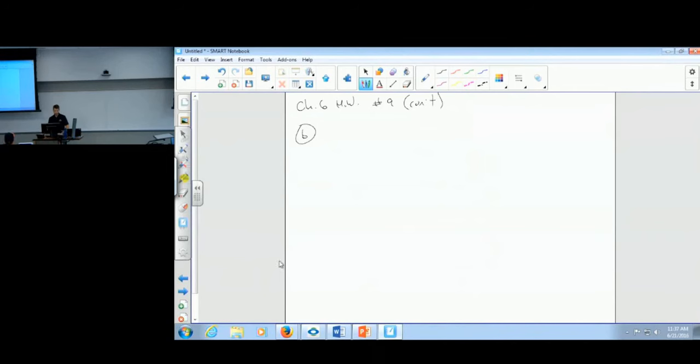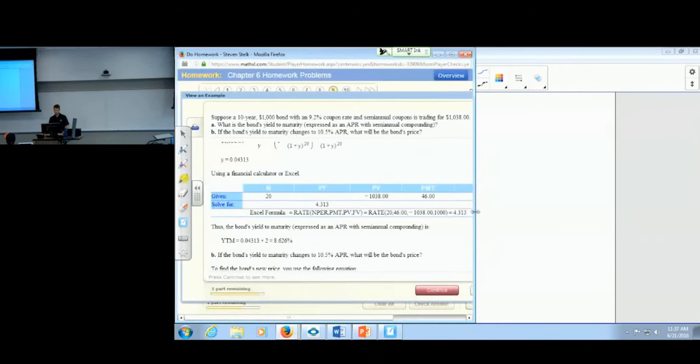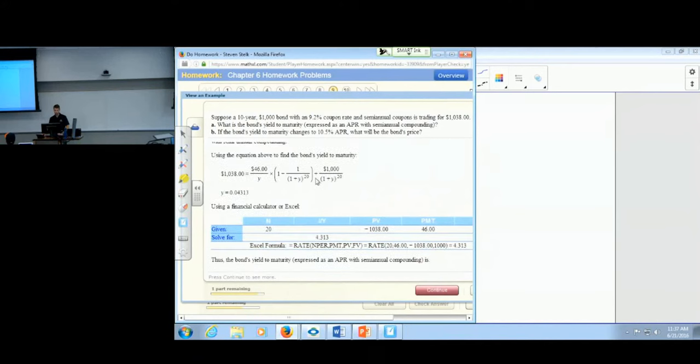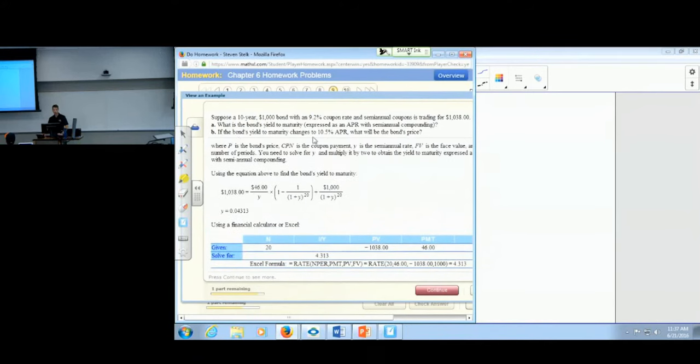All right, part B. What's the taskmaster going to ask of us in part B? If the bond's yield to maturity changes to 10.5% APR, what will be the bond's price? And everything else is going to stay the same. The coupon rate, the face value, the term to maturity, all of that is set by contract and cannot vary without the bond going into default. But the yield can change, and it changes with the price. The market's constantly changing those.